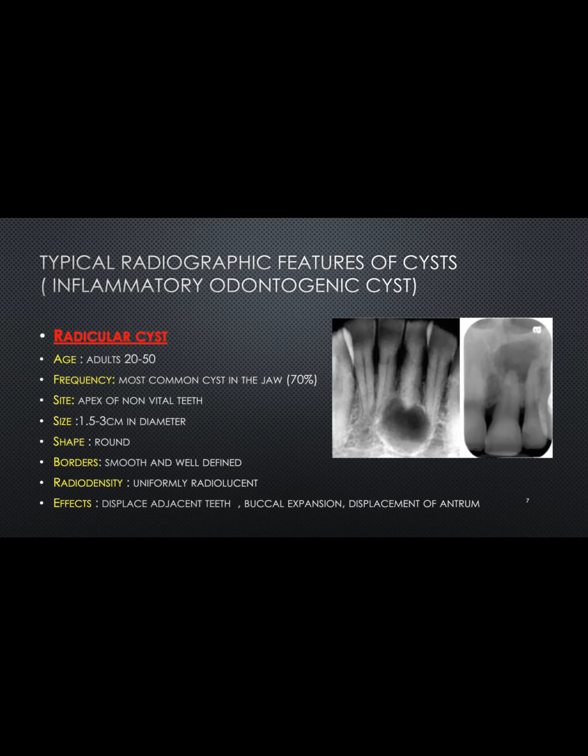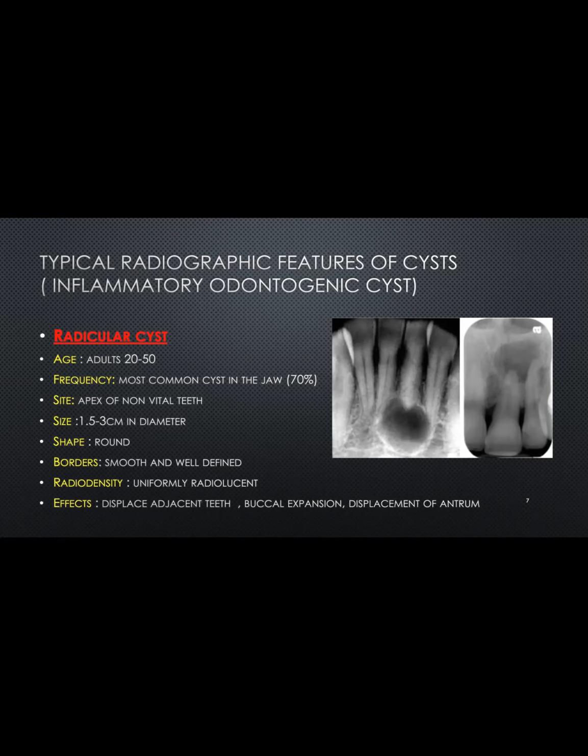The site is the apex of non-vital teeth. It's usually between 1.5 and 3 centimeters in diameter. As you can see, it's round. It has a smooth and well-defined border, and it's radiolucent. Now, what this does is sometimes it could displace adjacent teeth. It could cause buccal expansion or even displacement of the antrum, depending on the size of it.